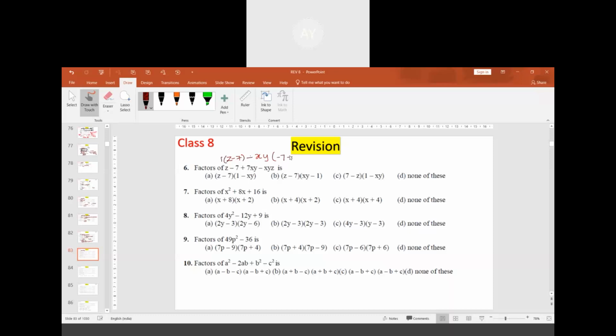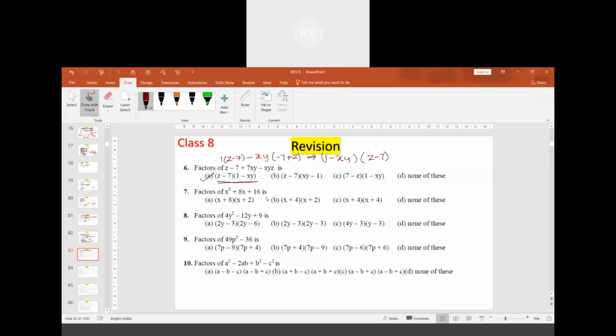And plus 1 here, z. So we will be getting 1 minus XY into z minus 7. Is it there somewhere? Yes, z minus 7 is there. Here, option A. So 1 minus XY, z minus 7 is there in option A.